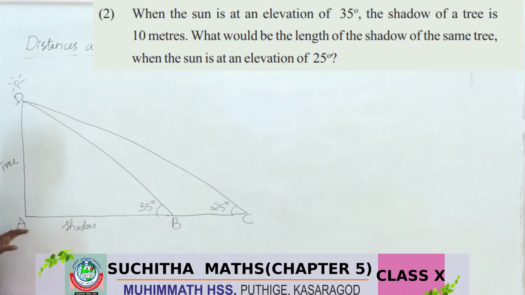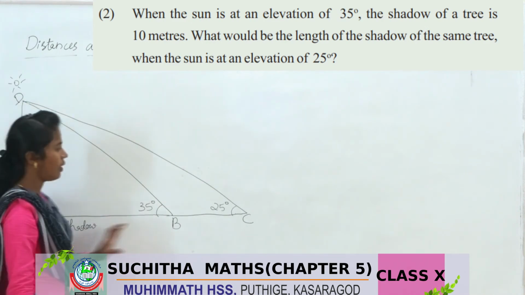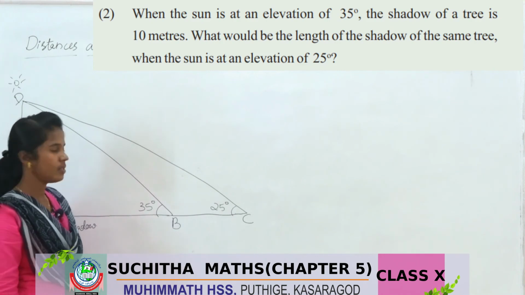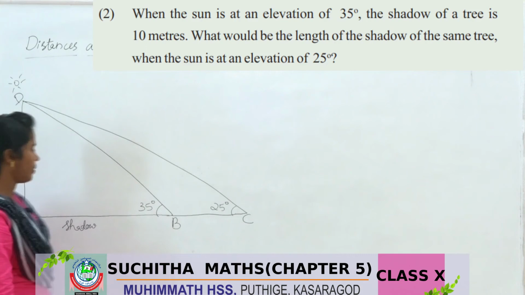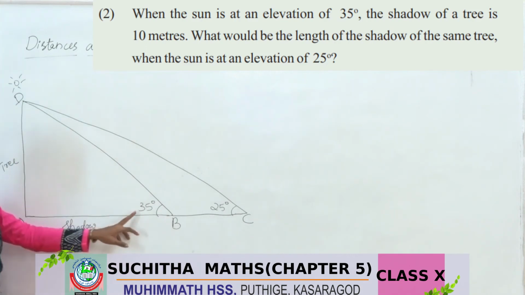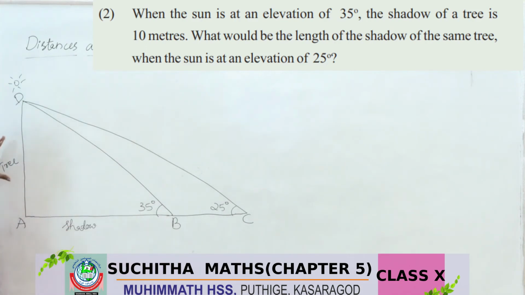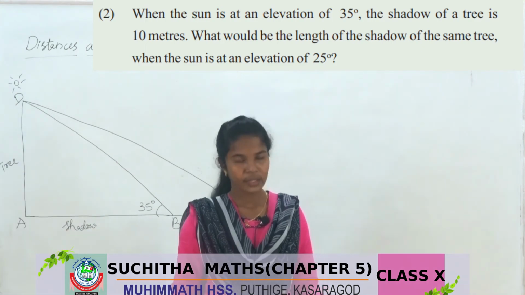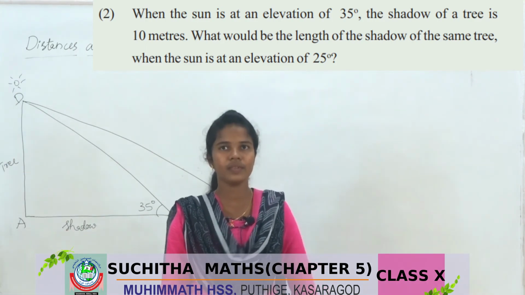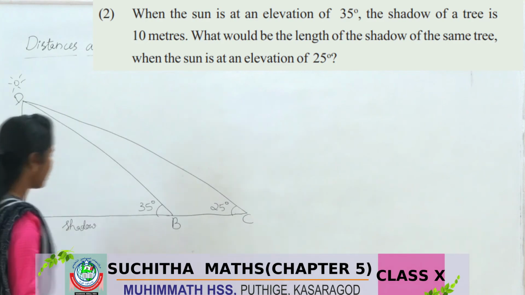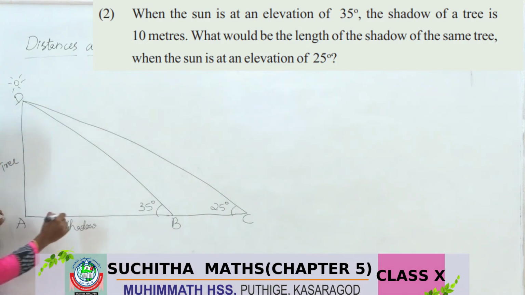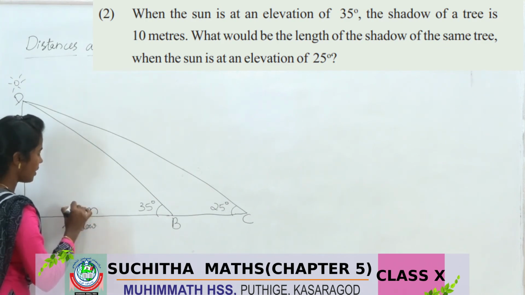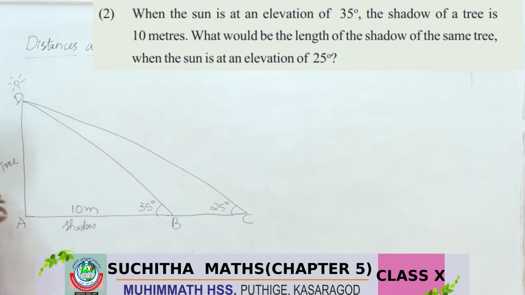We have to calculate the total length of AC, that is the shadow of the tree when the sun is at an elevation of 25 degrees. So first, by using this angle 35 degrees, calculate the length of AD. Given that when the sun is at an elevation of 35 degrees, the shadow of the tree is 10 meter. So the length of AB is 10 meter, and by using this angle, first find the height of the tree.